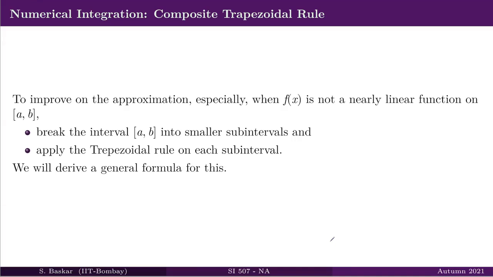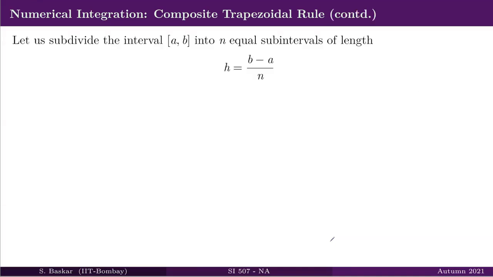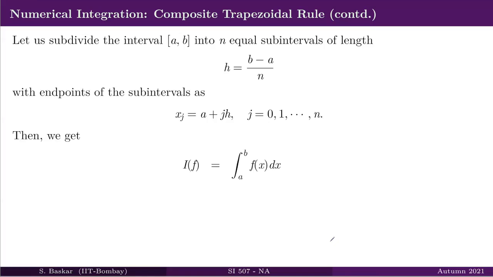Let us derive the composite trapezoidal rule. Again, we will assume that all the subintervals are of equal length, and the length is given by h equal to (b minus a) by n. It means we have x0, x1, up to xn as nodes, where each xj is given by a plus j into h. With these nodes, we will break our integral from a to b of f of x dx into smaller integrals evaluated over each subinterval and then sum them up to get the value of our original integral.